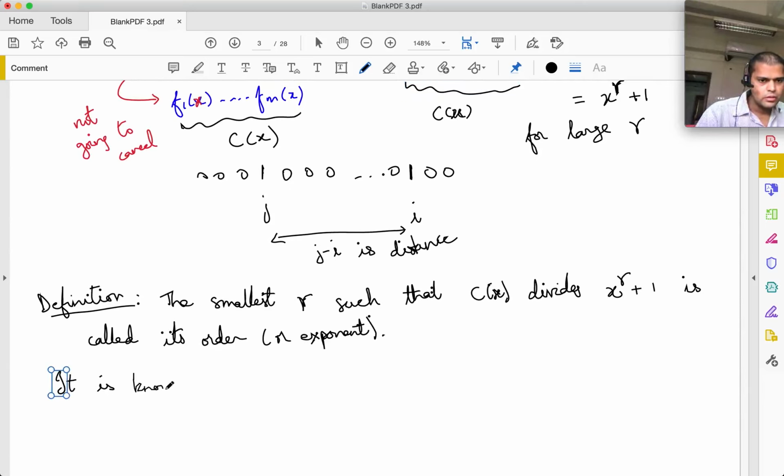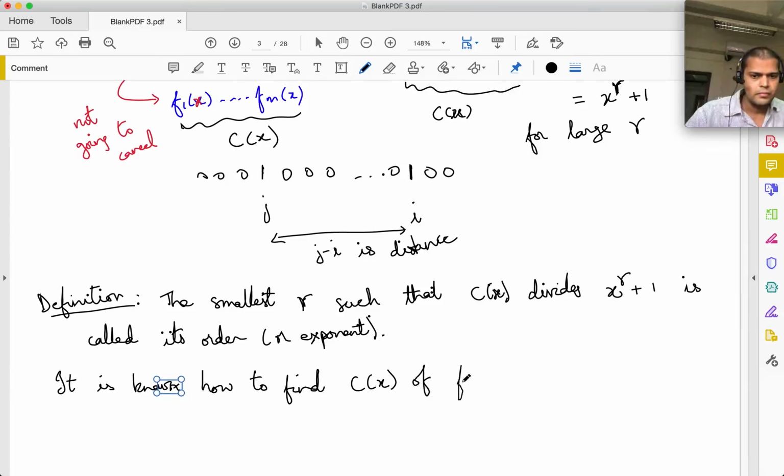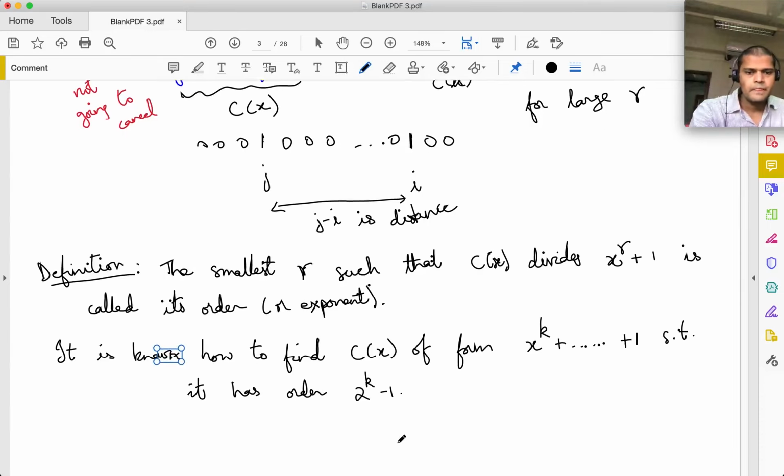So it is known how to find c of x of the form x to the power of k plus so on plus 1, such that it has order 2 to the power of k minus 1. So this is very nice.